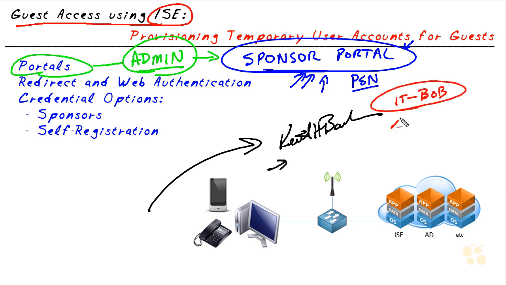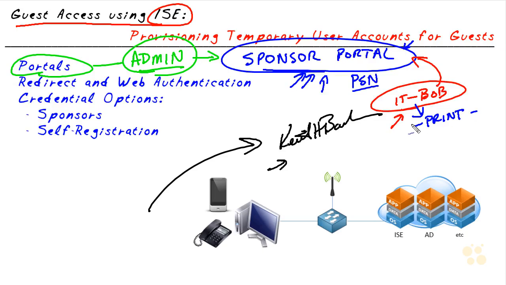So let's imagine that IT Bob is our Lobby Ambassador. So he's sitting there in the reception area. People come in, they sign in, and then IT Bob uses the sponsor portal to create the temporary access codes for me and the other guests who come into that site. And then what IT Bob could do, he could go ahead and print that out and hand it to me, which is quite often the case.